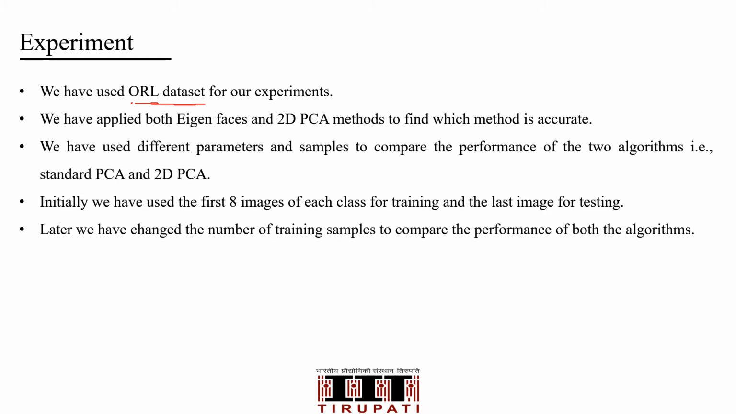The ORL dataset is also known as the AT&T dataset. This dataset contains 40 classes and 10 images per class. Here, classes refer to persons. But for our experiment, we have taken only 38 classes.